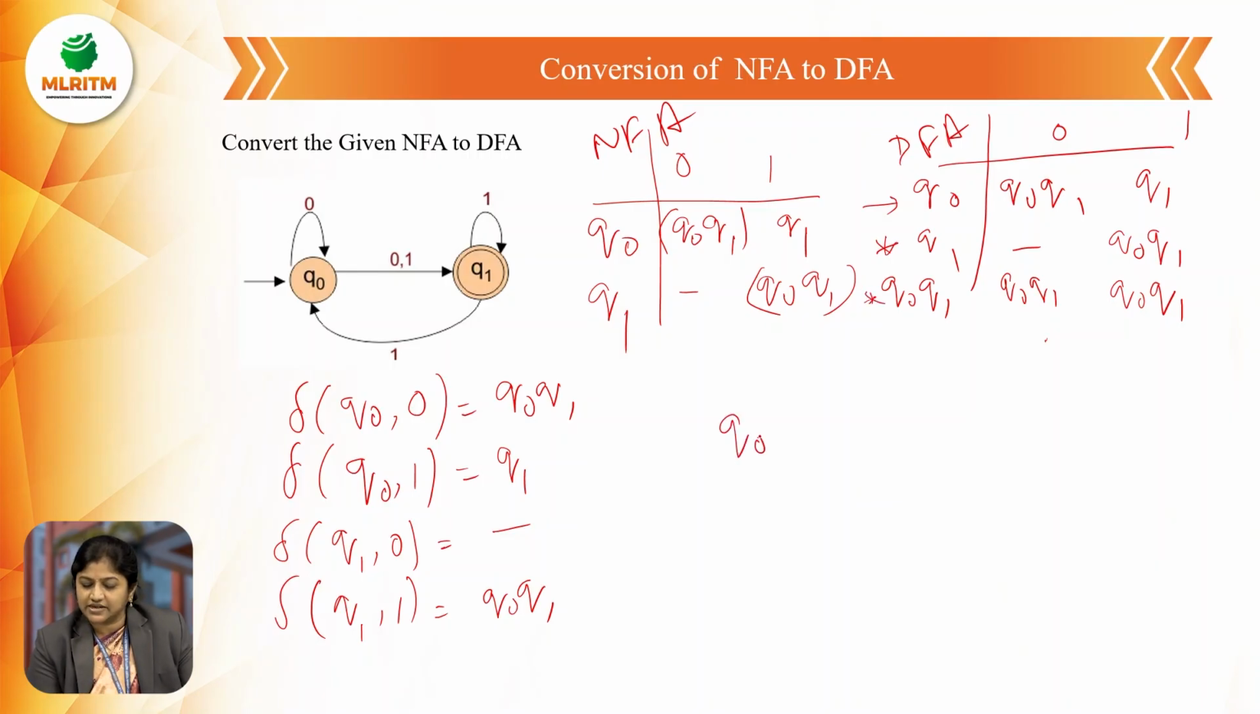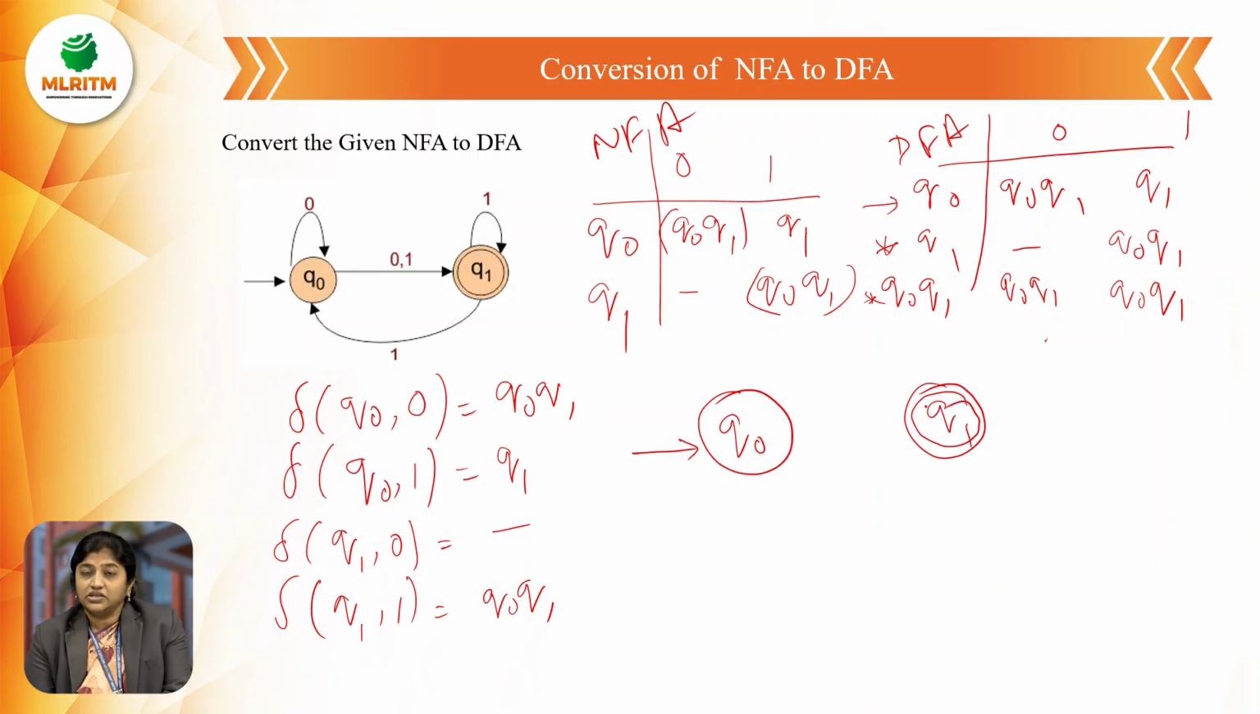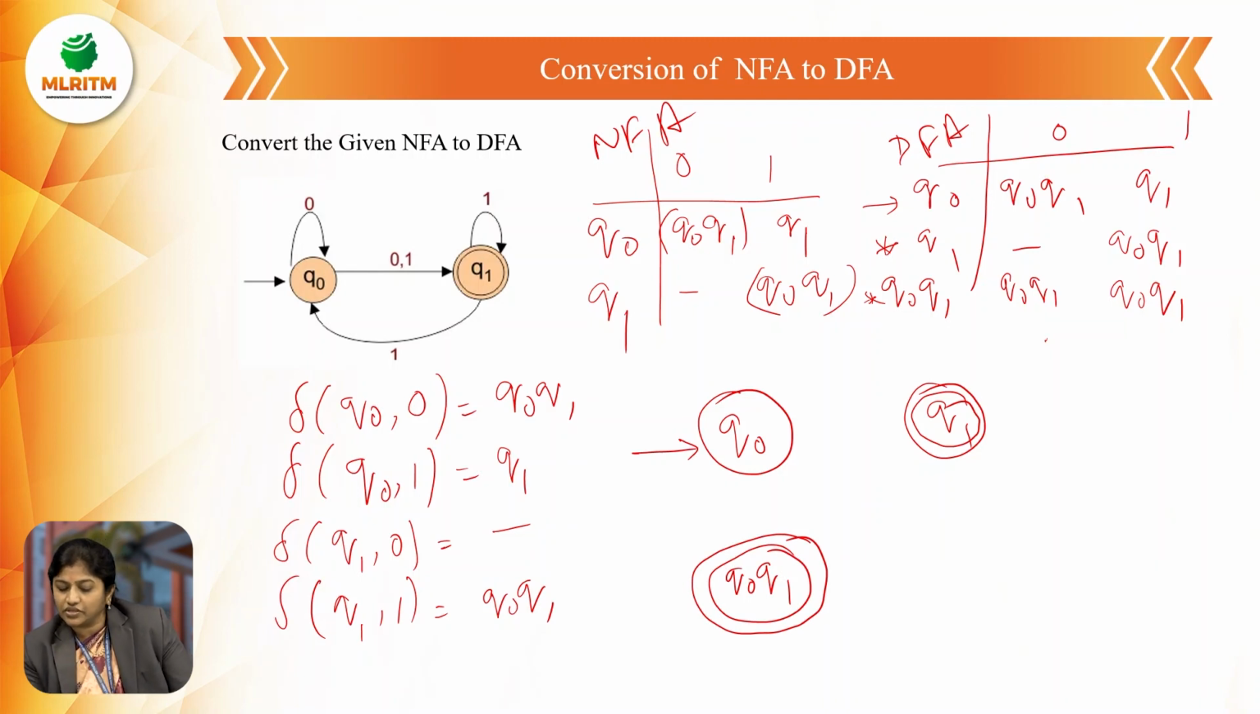So Q0 is the start state. Q1 is a final state, because Q1 is the final state in the given NFA. So next, Q0, Q1. Q0 on 0, where is it going? See here, the transition table. Q0 on 0 goes to Q0, Q1. Q0 on 1 goes to Q1.